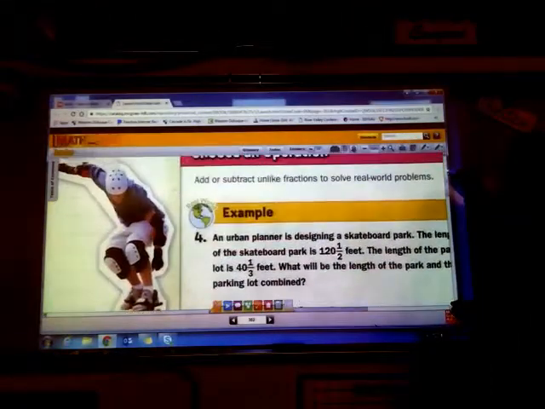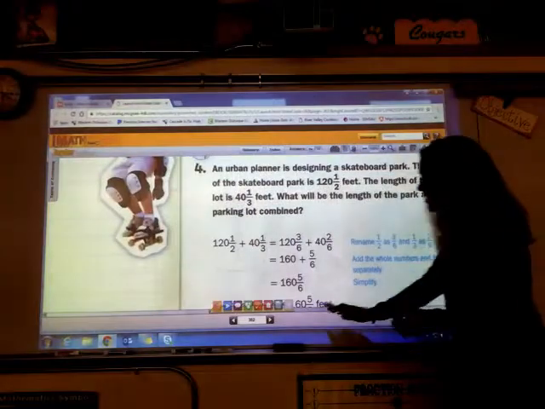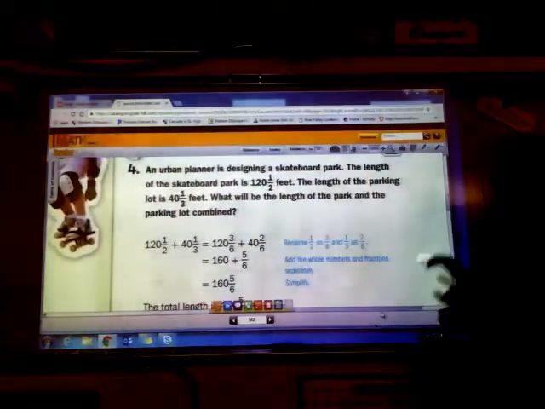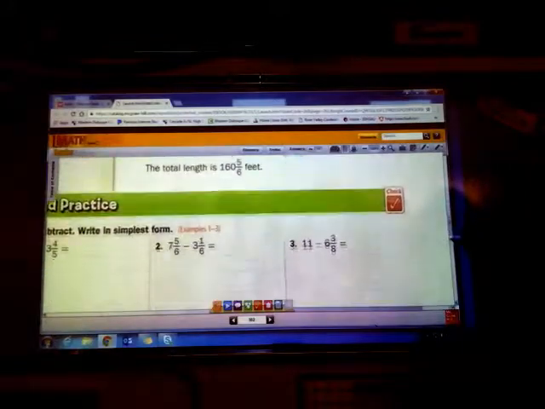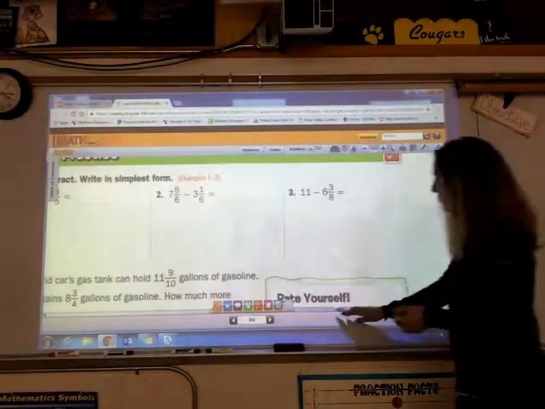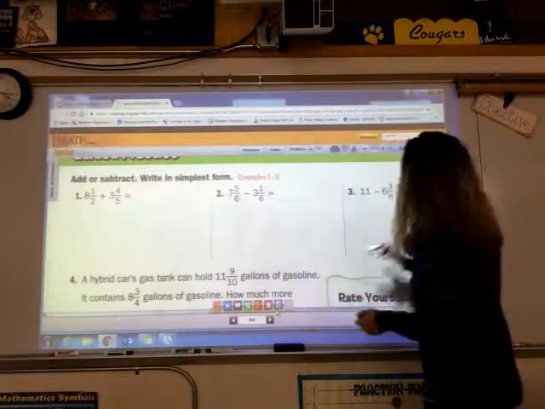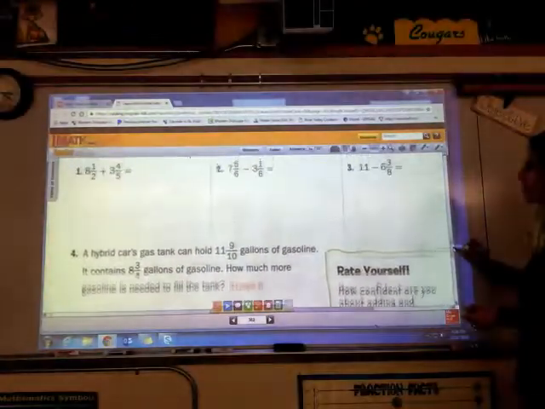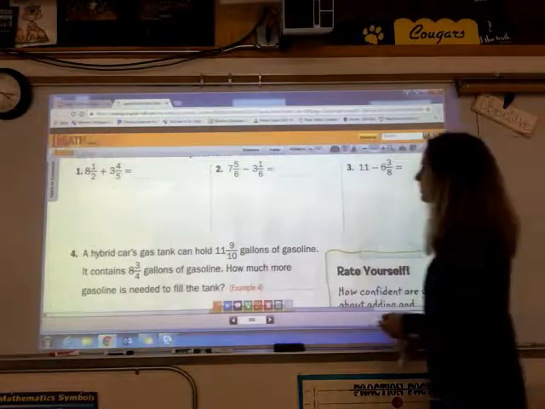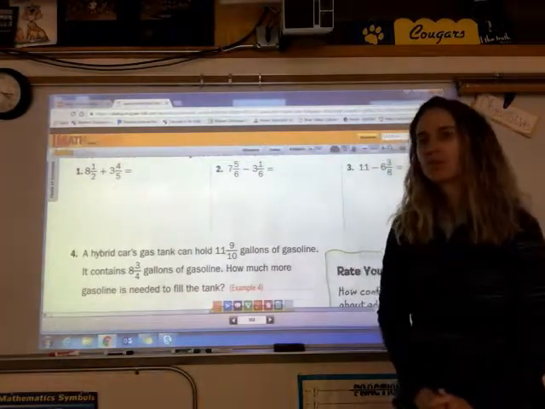You can go ahead and take a minute right now and read through example 4, the story problem that they have, and see how they come up with those. Once you're done reading example 4, then go ahead and work on the guided practice questions on page 302, numbers 1, 2, 3, and 4. Pause the video to do those.